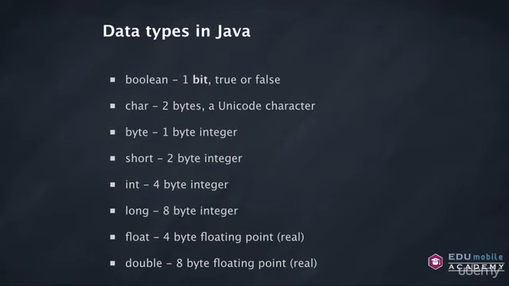In other words, we cannot take the integer value of a char like we might do in C. It does have an integer value, but Java tends to hide all that stuff from us. A byte, a short, an int, and a long are all integer types. So a byte is 1 byte, a short 2 bytes, an int 4 bytes, and a long 8 bytes. A float and a double are both real types or floating point types. The float is a 4-byte floating point type, and the double is an 8-byte floating point type.